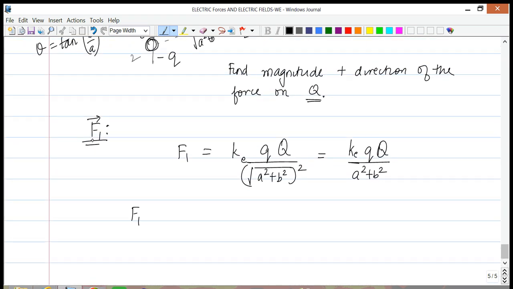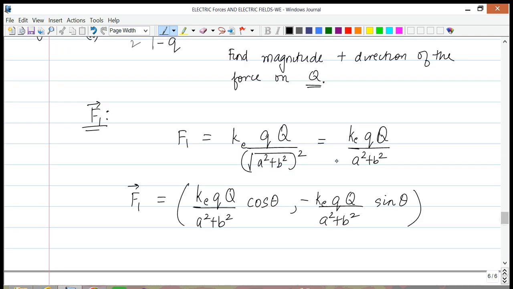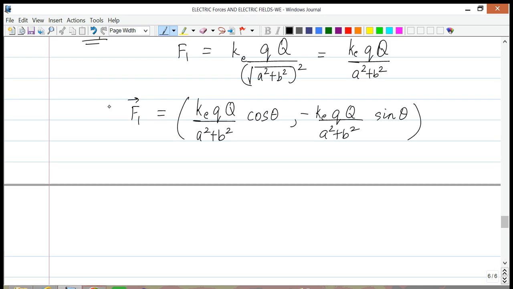So now we are ready to write F1 in its full vector glory. Since it is in the second quadrant, the x component will be positive, so it will be KeQQ over A squared plus B squared times cosine of theta, and the y component will be negative KeQQ over A squared plus B squared times sine of theta. Now we already have theta in its algebraic form, so let's substitute this.